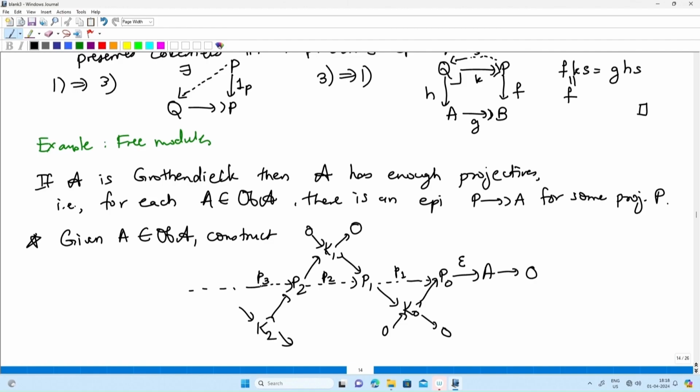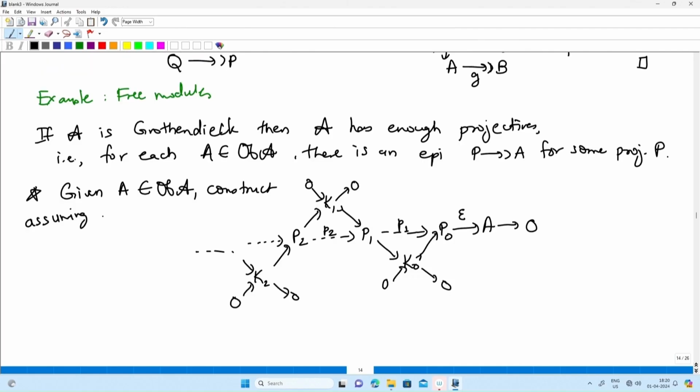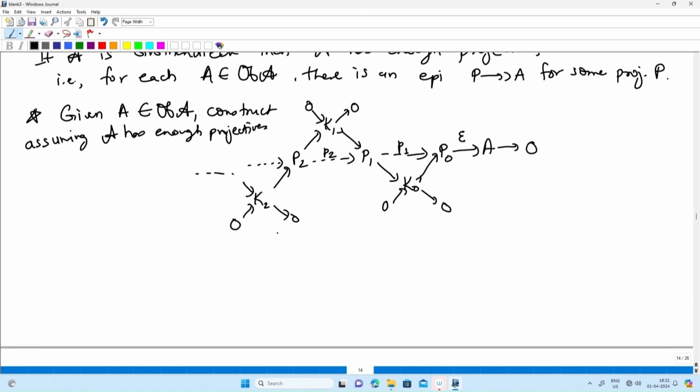So you can construct this assuming that A has enough projectives. In particular, if it is Grothendieck, assuming A has enough projectives, we can construct this. Any questions so far? Yeah, so these projective resolutions aren't unique up to... Yes, but I haven't even defined a projective resolution. It's not unique, but there is a relation between any two projective resolutions, and that is that they are going to be homotopy equivalent. That is the motivation we started with.